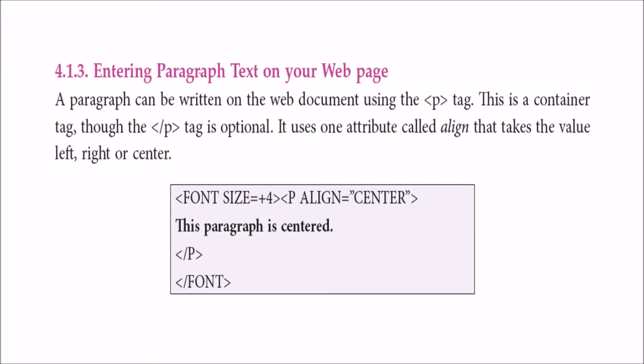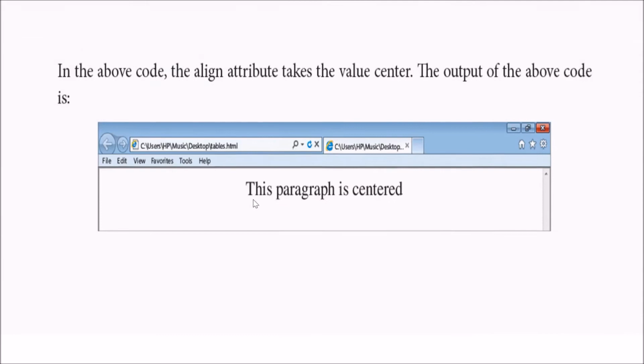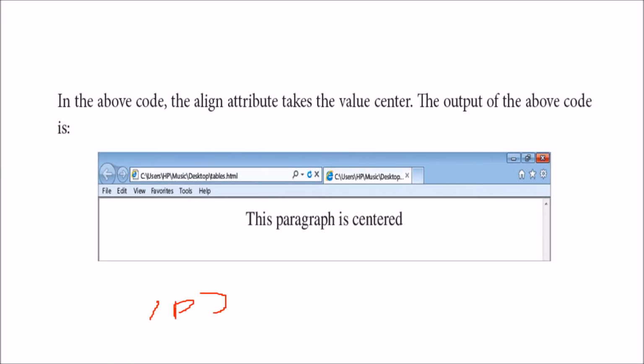Now entering paragraph text on your web page. So this is a paragraph. We have started a paragraph, and a paragraph has one important property, which is alignment. This is center. You can make it left or right. So you started with P, you said the font size should be +4, and the paragraph is centered. This is the content inside your paragraph. This is paragraph start and paragraph end. Please note that the closing /P is nowadays very optional. You can skip it also. So this is now a centrally aligned paragraph.